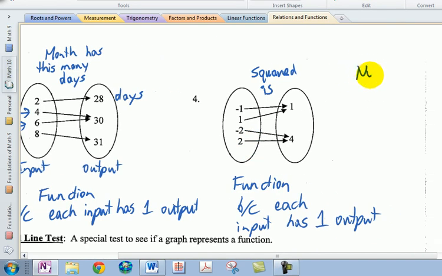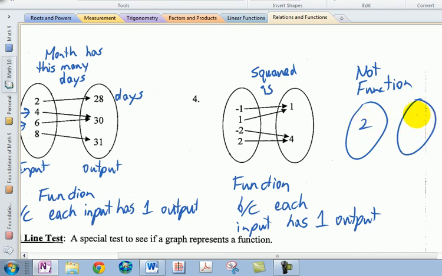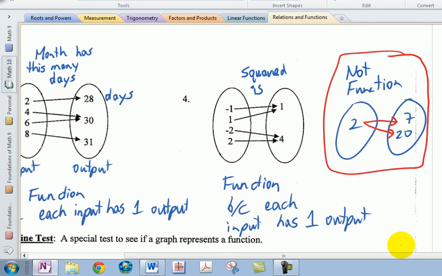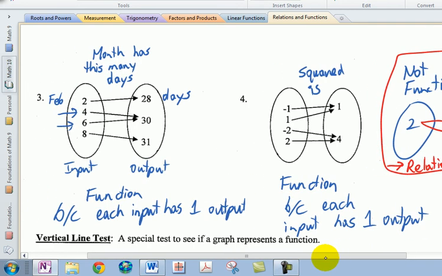An example of not a function, one more time, would be something like this. If you had an input of 2, and say it had a value of maybe 7 and 20, that would be an example of not a function. So one input has 2 different possible answers. Keep that in mind as you're looking through your homework to test whether it's a function or not. This is not a function, it's just a relation. So functions are special relations.